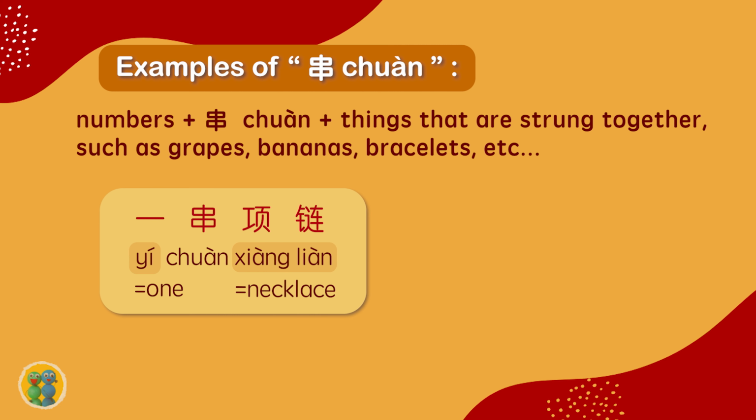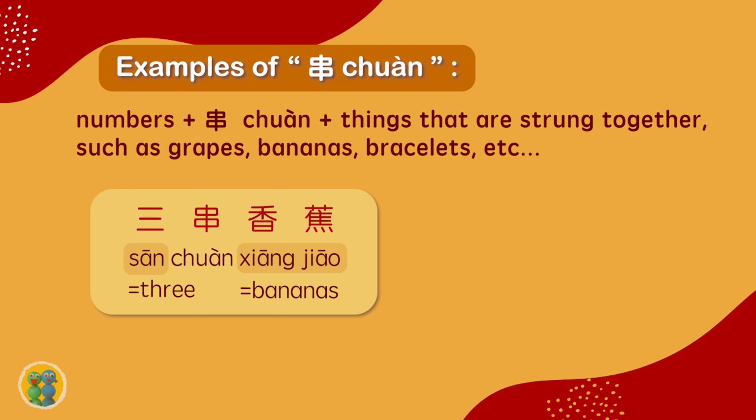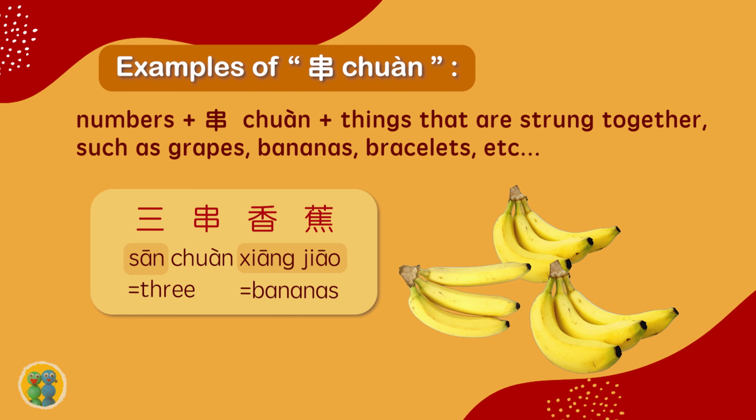一串项链. 一 means one. 项链 means necklace. 两串葡萄. 两 means two. 葡萄 means grapes. 三串香蕉. 三 means three.